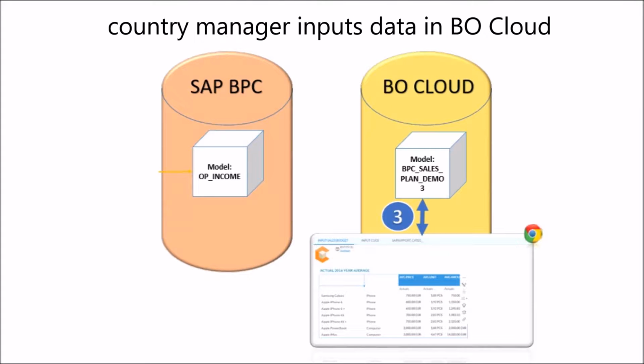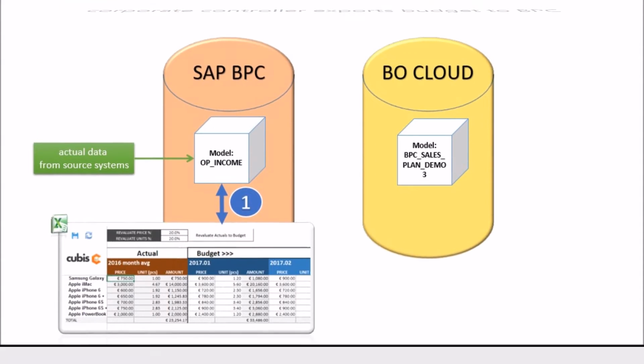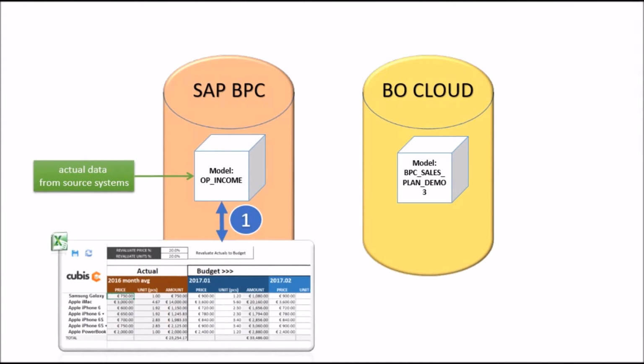At this point, we will log into BO Cloud in the role of a country manager who receives a request from the corporate controller to review and adjust the budget data for our country. We will adjust the budget numbers and notify the corporate controller that we have fulfilled the request. Once the country manager has performed his tasks, we again take the role of corporate controller and make sure that the BO Cloud data is made available in BPC again for analysis and consolidation. So, let's start the demo by taking the role of corporate controller who will initiate the budget.